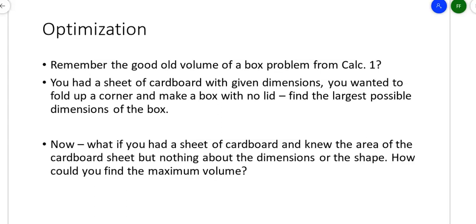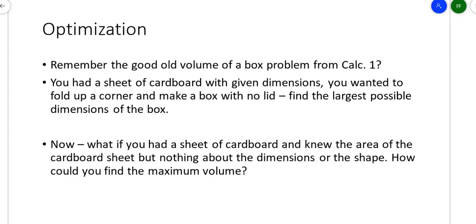Remember the good old volume of a box problem from Calc 1? You had a sheet of cardboard, you folded up the edges, and you wanted to find the largest possible box with no lid. And then you had other versions of it, right? You wanted to minimize the cost of a can. You wanted to maximize the volume of a can or some other cylinder within a certain set of parameters. So now we're going to do something similar.